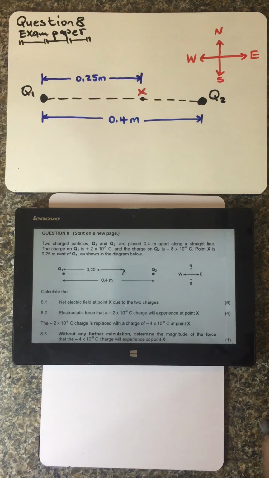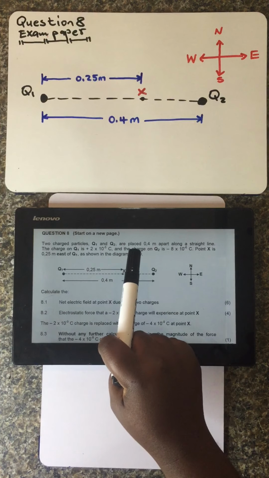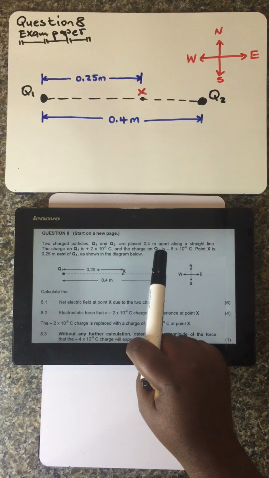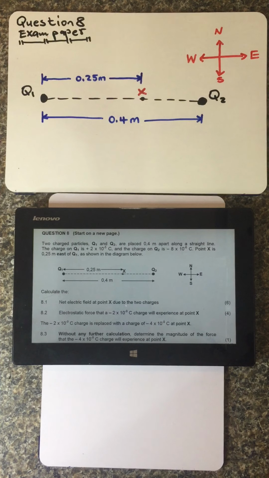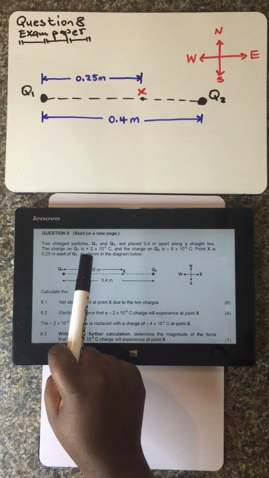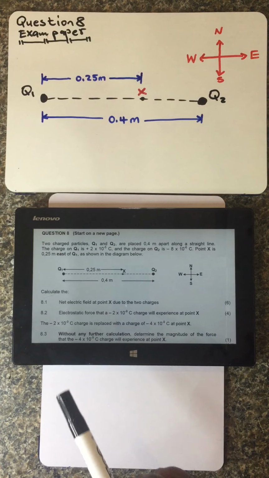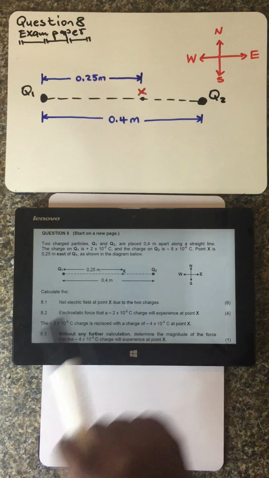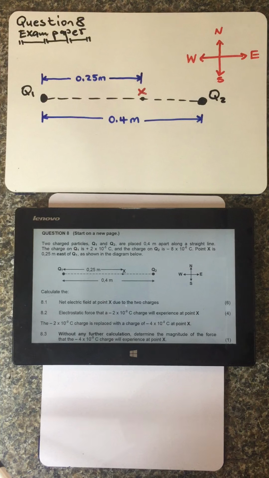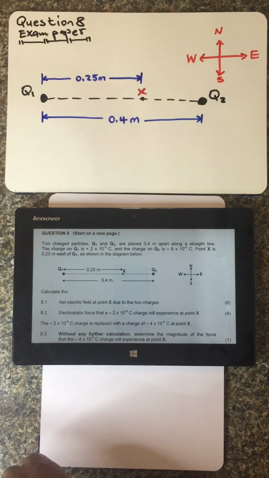So the statement reads as follows: two charged particles, charge 1 and charge 2, are placed 0.4 meters apart along a straight line. The charge on Q1 is positive 2 by 10 to the exponent negative 5 coulombs. That positive is very much important, guys. And the charge on Q2 is negative 8 by 10 to the exponent negative 6 coulombs. Point X is 0.25 meters east of Q1 as shown in the diagram below.